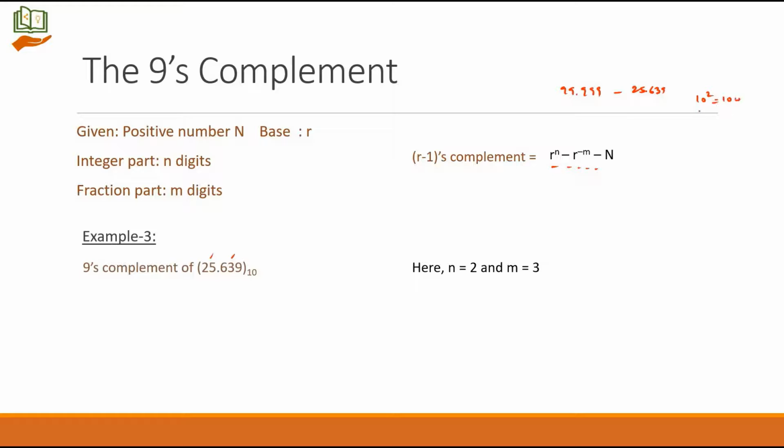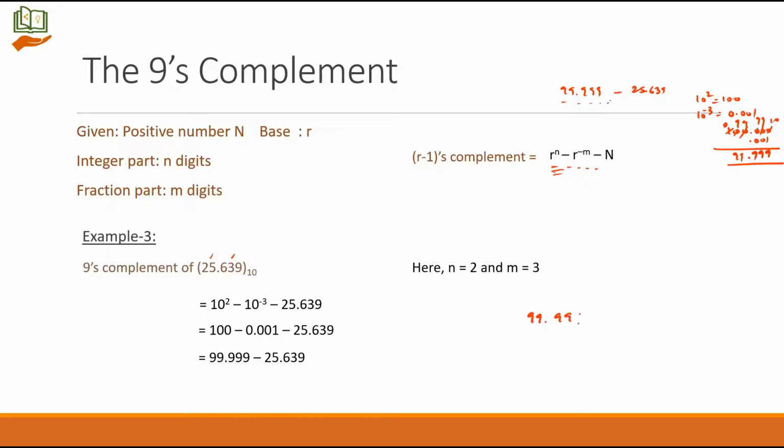10 power 2 is 100. 10 power minus 3 is going to be 0.001. What is 100 minus 0.001? This is going to give 10 minus 1, 9. Then everything is going to change to 9. So we have 999 after the decimal point. Here also we will have 9 and this one is changed to 0. So we have 99.999, 99.999 and 25.639.